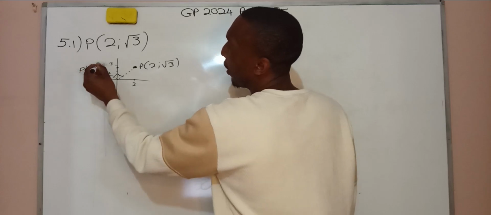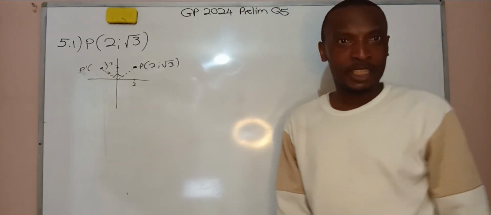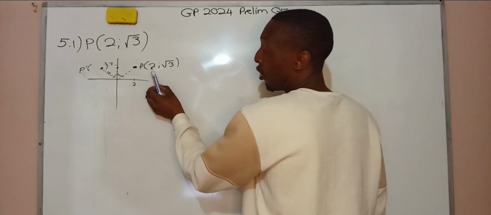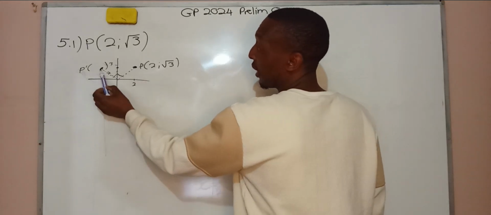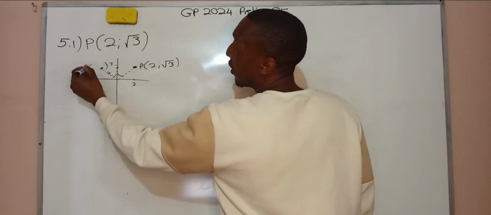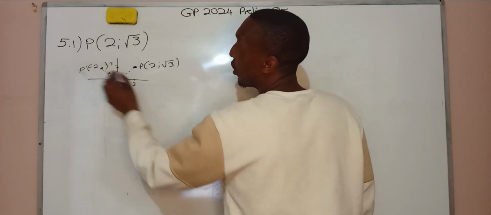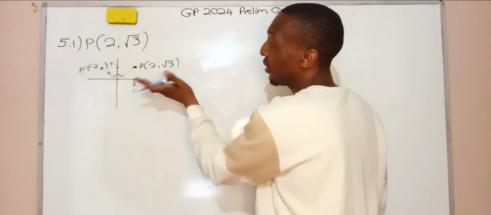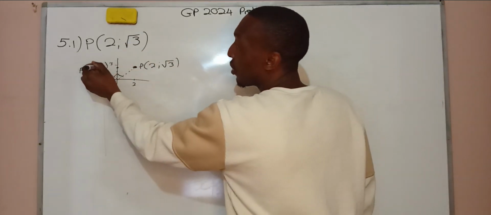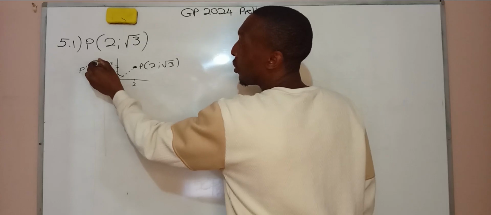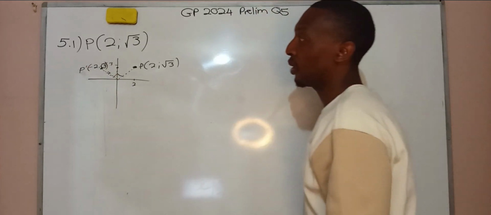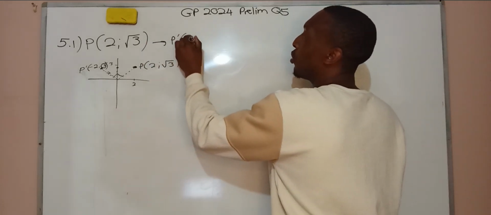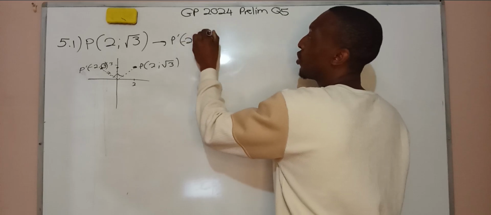Okay, they want the coordinates. So as you can see, the X is no longer positive, because it's on the negative side now. So this is -2, but my Y, the point is equally high. It hasn't gone up or down. So my Y is still square root of 3. So it means that this point will be (-2; square root of 3).